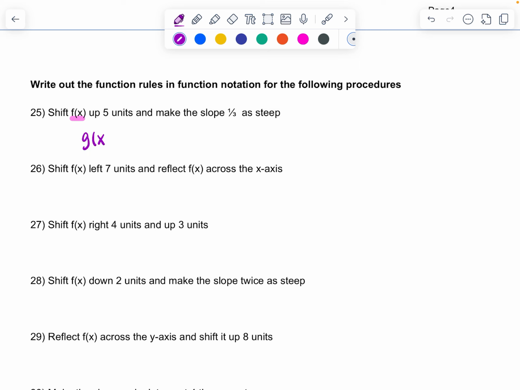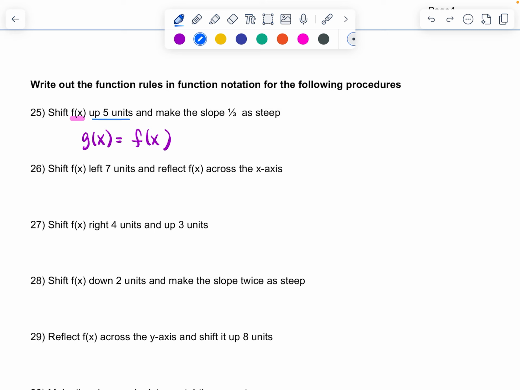So all the way down, I'm just going to write that same thing: g of x equals, g of x equals. All right, so we're going to take f of x. Remember, right now it's this. If I write this, g of x is the same as f of x. But we want to move it up 5 units.